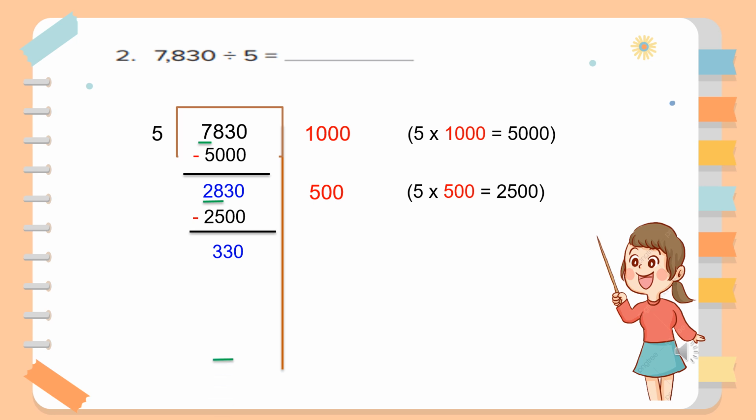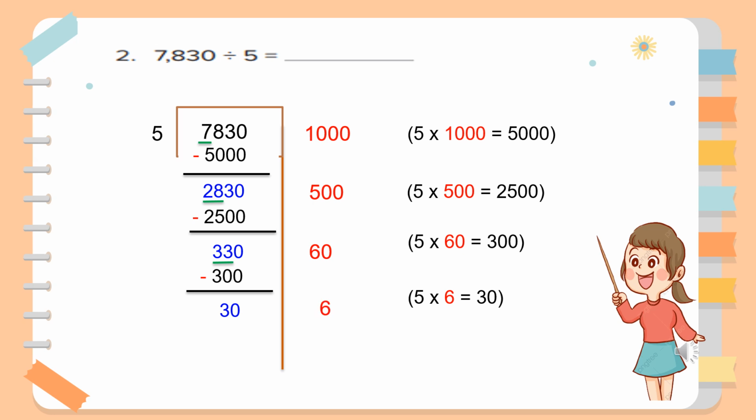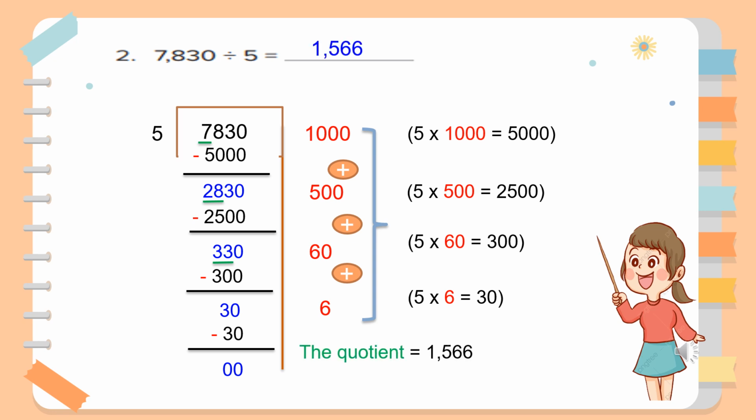Now we search 5 times what to be nearest to 330. 5 times 60 equals 300. So we put 60 out and we take 300 to make minus. After minus equals 30. So now 5 times what to be 30? 5 times 6. So we put 6 out and then we make minus 30. Minus 30 equals 0. The remainder equals 0. To get the quotient, we add all the outsides. So the quotient equals 1566.